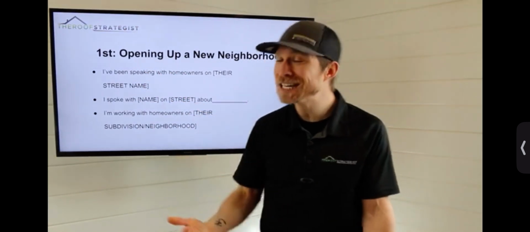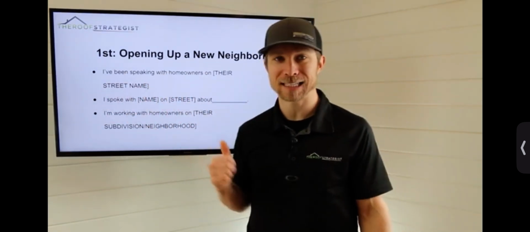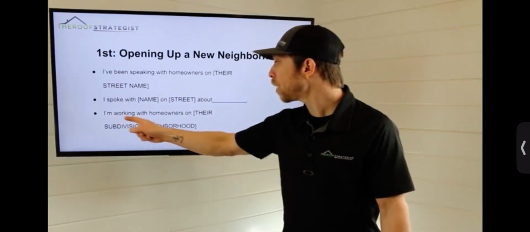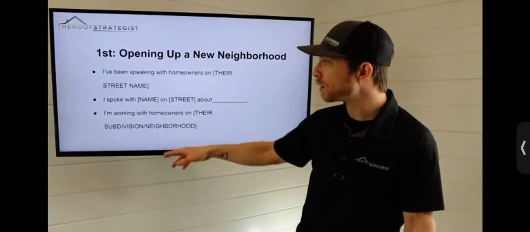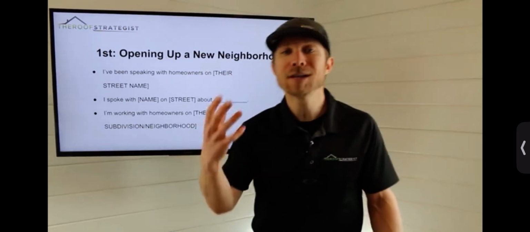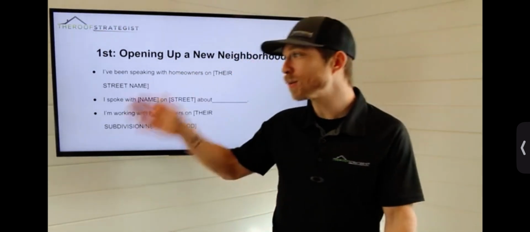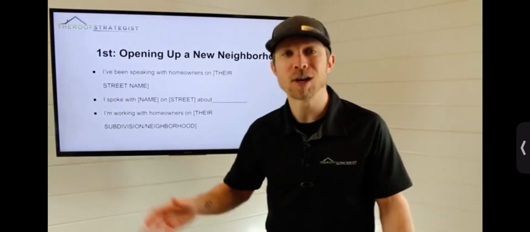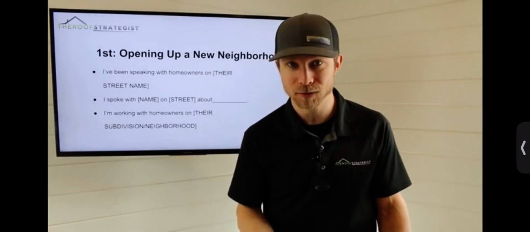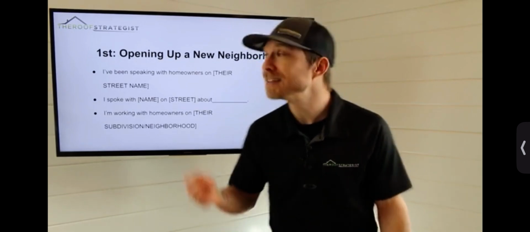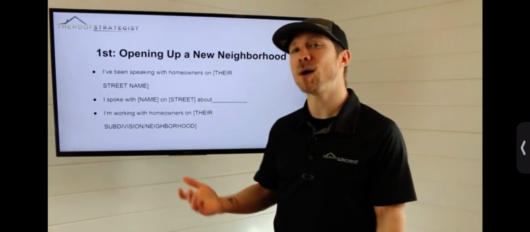If you are there with the intention of speaking with homeowners, I am speaking with homeowners on Lexington Lane, all right? Then I'm working with homeowners on their street or in their subdivision or in their neighborhood. When you mention this, I am working with or speaking with homeowners on Lexington, in the Rock Creek neighborhood or subdivision. So again, we're just making it really familiar that you're showing up with purpose, all right? And then we can slide into our A, asking an open-ended question. So we're just letting them know why we're there, all right?